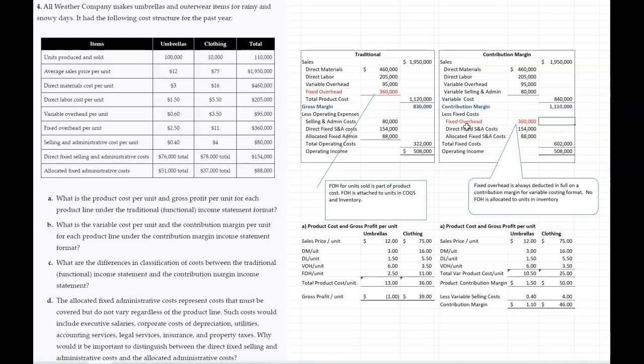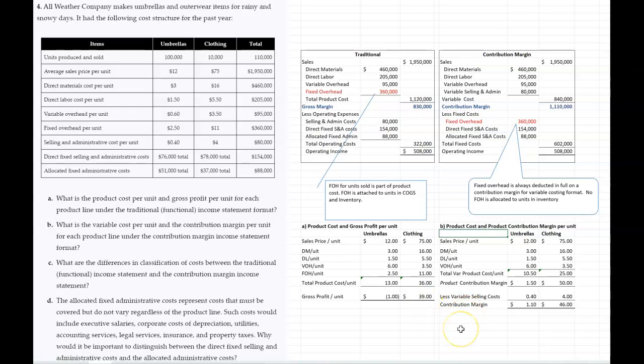Now the question asks you for the product cost per unit and the gross profit per unit for each product line under traditional, and then this one is under, I didn't fix this. This one is under product cost and contribution margin per unit. I'm going to say product contribution margin. Yeah, that's really what it is. So under product cost and gross profit under the traditional method, these are all of our unit costs, and we've got a fixed overhead per unit here. So per unit, our product cost is 13 and 36. Here's our selling price, and it looks like we're losing money. Okay, we've got gross profit per unit. We're losing on umbrellas and making money on the clothing.